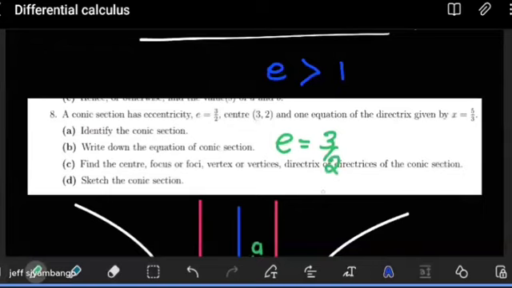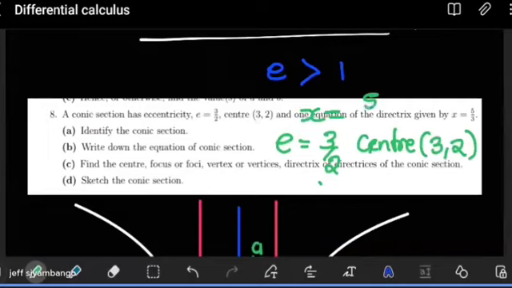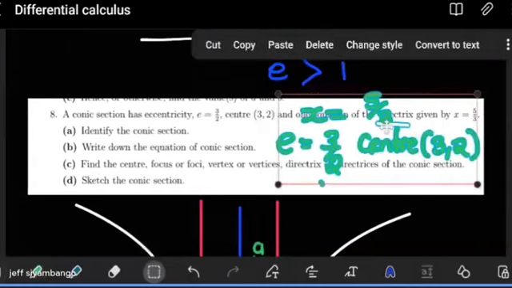Next, we're told that the center is at (3, 2), and one equation of the directrix is x equals 5 over 3. Identify the conic section. That's the first thing they want us to do.